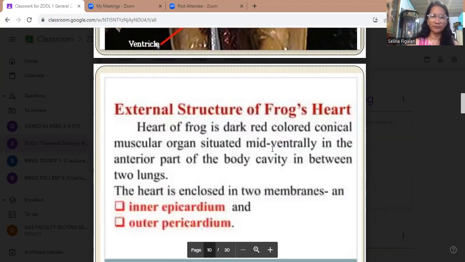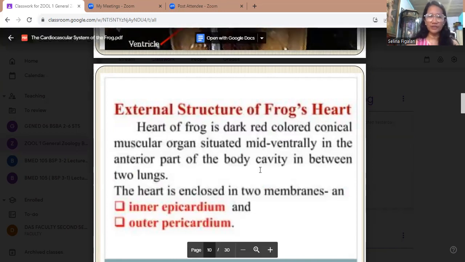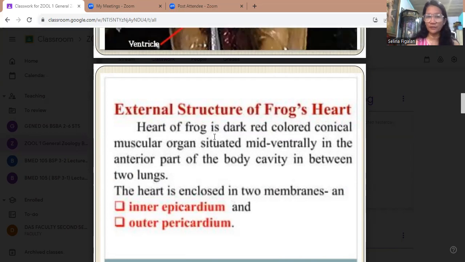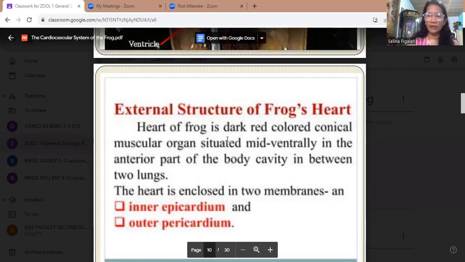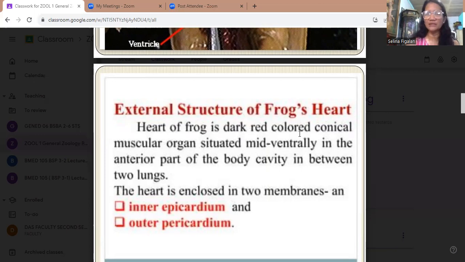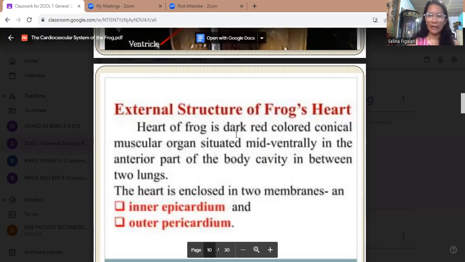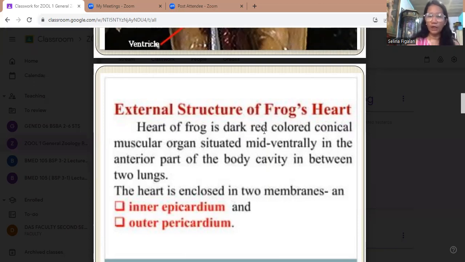Okay. Let us first tackle the external structure of the frog's heart. So, ang frog natin ay meron siyang structure which is, the heart of the frog is dark red colored. So, ito yung hahanapin natin sa ating laboratory, ang heart. Tatandaan na ang kulay ng heart daw, according to this PPT, is dark red colored. Okay, so magbe-base ito sa inyong gagawin na output sa akin. Kung talaga ba na ang puso ng frog is dark red. So you have to picture it and you have to video it.